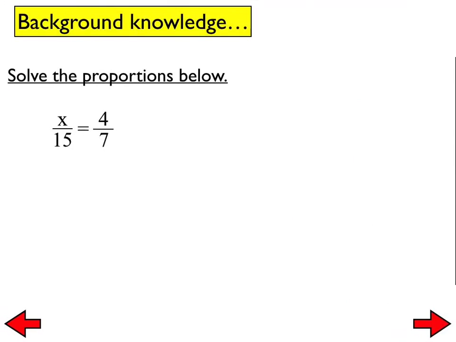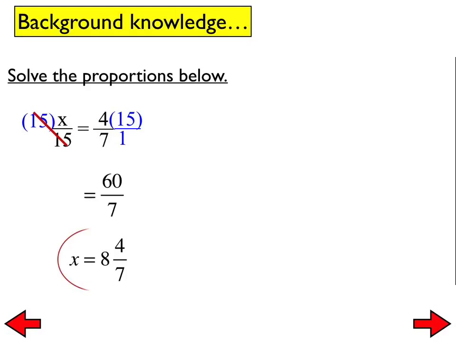So a little bit of background knowledge first. Proportions, you all know how to solve. So do this quickly with me. Solving for x, you can either use multipliers like I first taught you, or you can multiply both sides by, in this case, what number? 15, so that the x is by itself. 4 times 15 is 60, and then 60 divided by 7 would be 8 4/7.